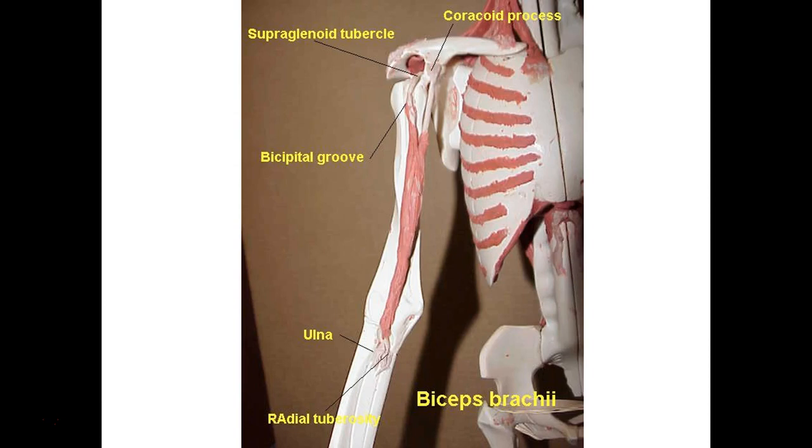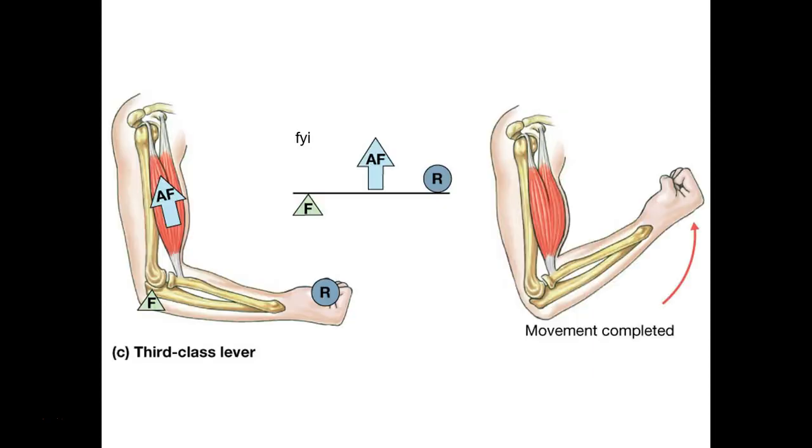Hopefully that makes sense. The most stable part, that's your origin. The more movable part, that's your insertion. What happens when that muscle contracts? That's the action. So the action would be, whoop, flexes there, and that can go up to flexes there.